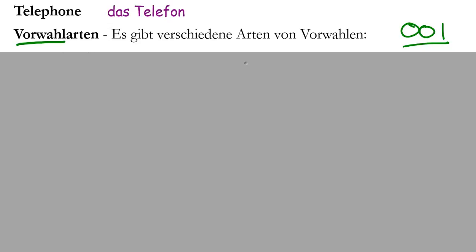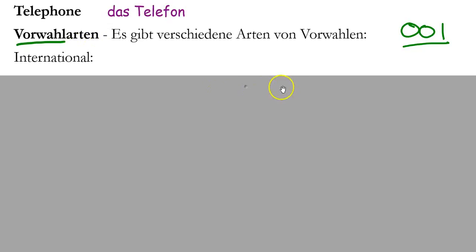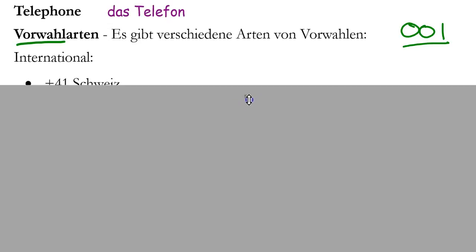Vorwahlarten. Es gibt verschiedene Arten von Vorwahlen. Vorwahlen für uns in den USA ist 001. Vorwahl is your area code. Zum Beispiel, international area codes that you would need to know for German speaking.